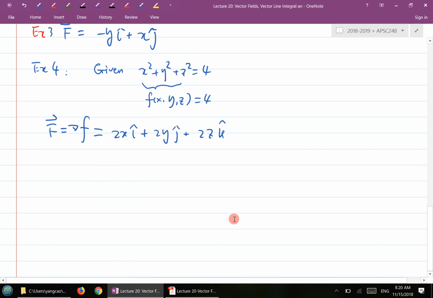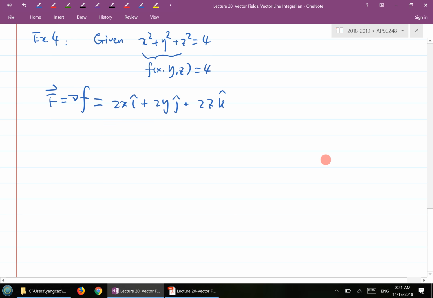So what do we do with the vector field? We're going to do many things within the vector field. The first thing we're going to do with the vector field is the so-called vector line integral. Vector line integral.